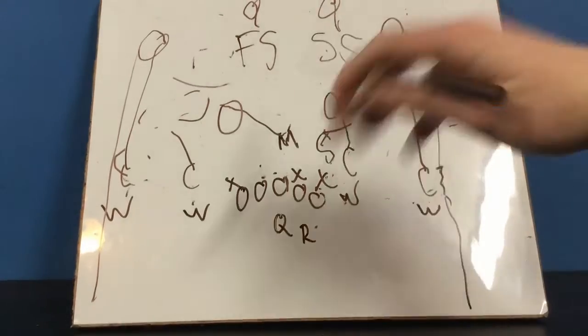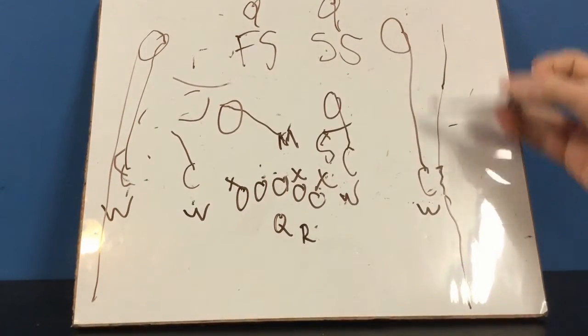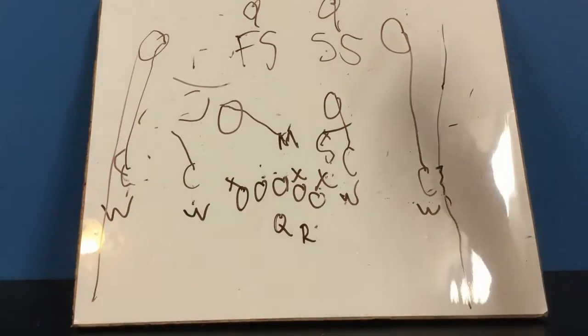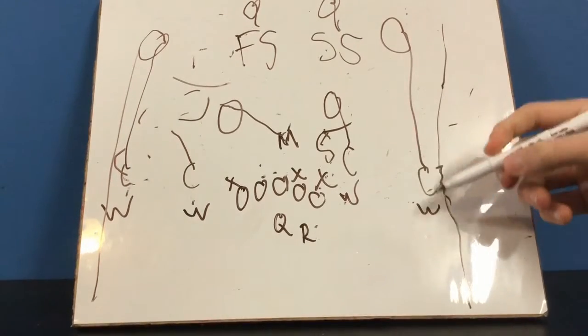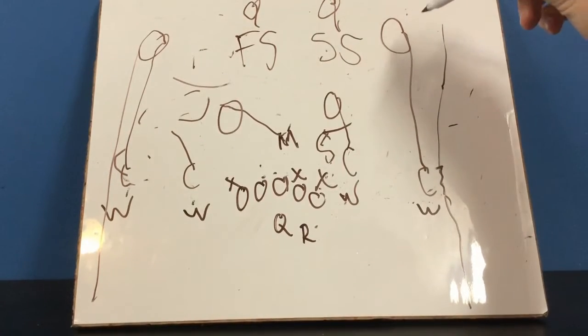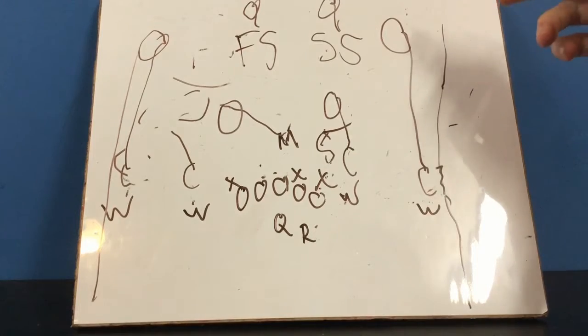But again, it doesn't really matter what these guys are doing. The point is it's zone coverage, and let's look at what these cornerbacks are doing. Their assignment, because again, in man coverage your target is the wide receiver. In zone coverage, your target is to get to this zone. This is your assignment. This is your job, guarding this area.